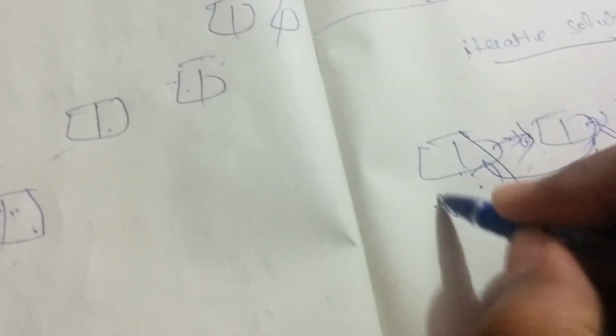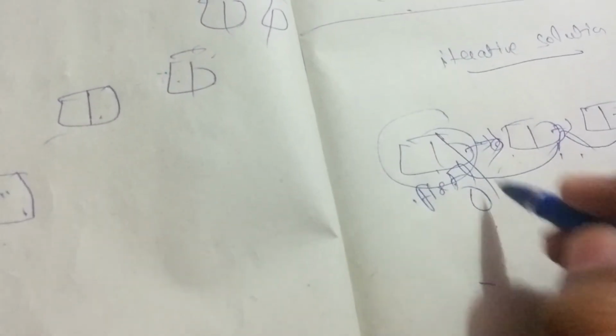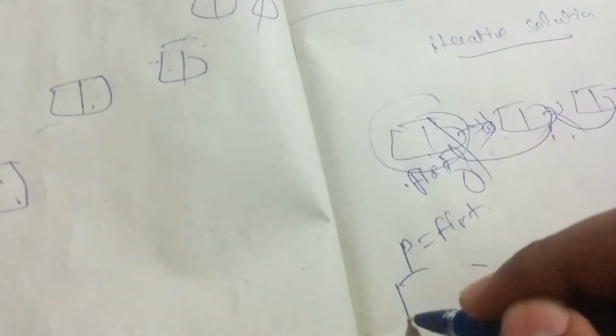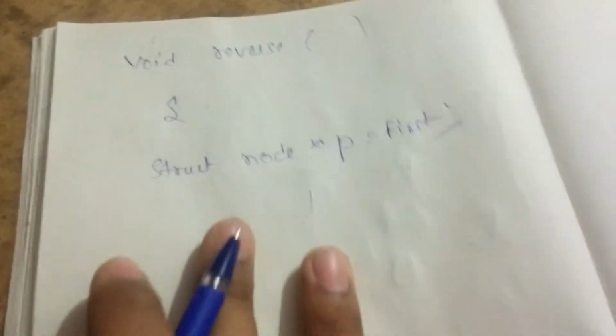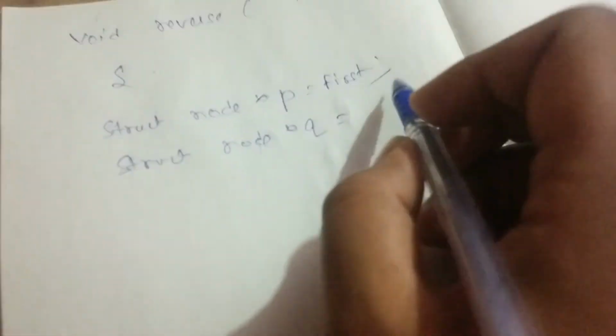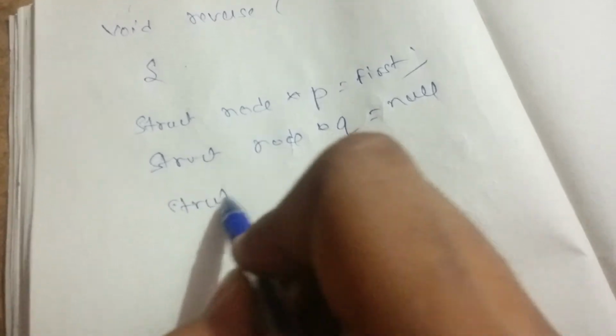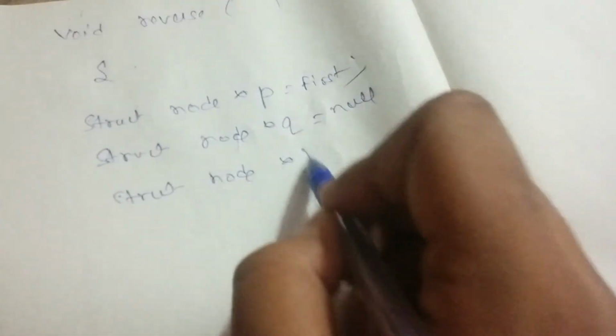Pointer p equal to first. Why am I writing first? I'm taking this as the first node, assigning its address to p. Like p equal to first is nothing but assigning the address of the first node to p. So see here, p equal to first. Next, q equal to null. Next, r.